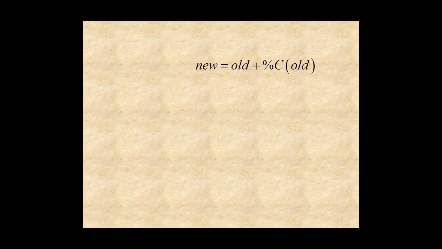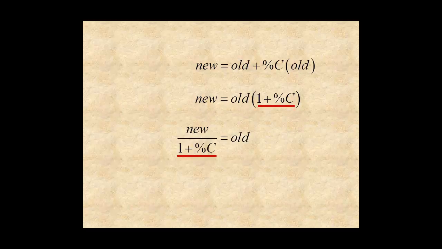If you begin with this statement, you can factor the old amount from the right side of the equation, and you get new equals old times 1 plus percent change. Then divide both sides by 1 plus percent change. Turn it around, and you have a third version of the percent change model. Old equals new divided by 1 plus percent change.